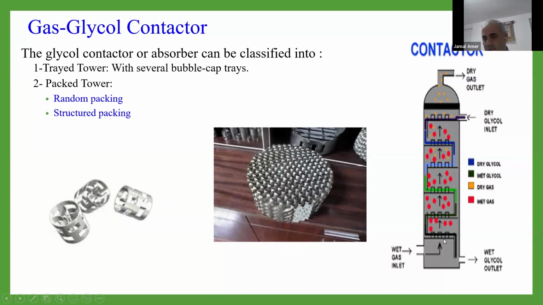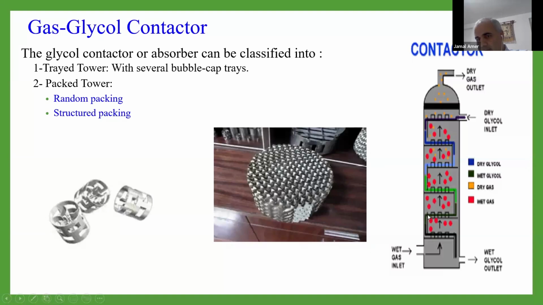Here this is flow through, as we see, this is a bubble cap tray. The most efficient way of mixing between gas and glycol is the bubble cap tray. We have different trays, either sieve tray or perforated trays, but the most efficient is the bubble cap tray. So here, as we said, the gas comes from the bottom through the bubble cap, so it will come in contact with the glycol.